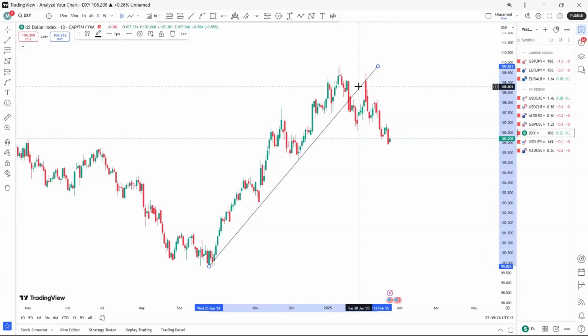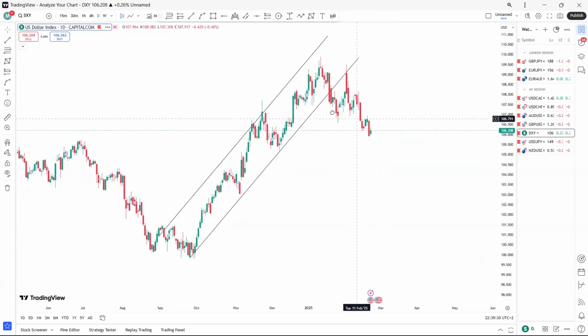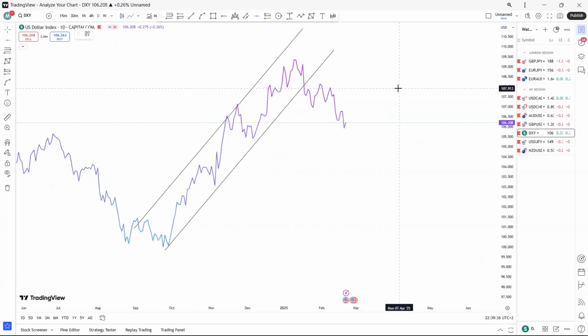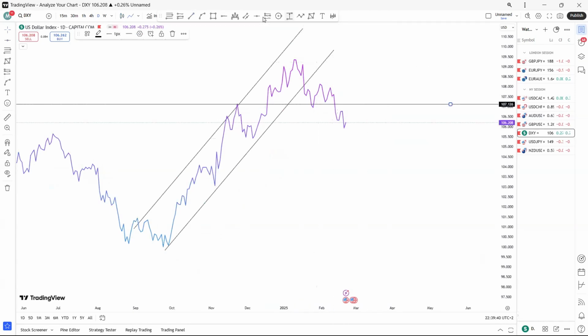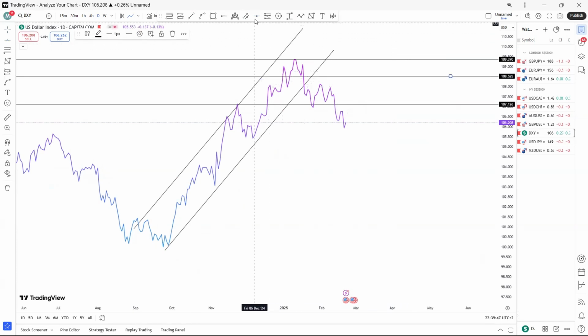Then it broke out. Thank you so much for mentioning the retest. Then it broke out, then it retested. Then maybe we can just put a line chart just to cater for our key levels, for our zones, right? Isn't it? Okay.